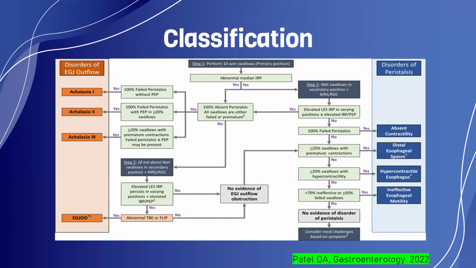Then we will categorize the disorders into achalasia type 1, 2, and 3, which we will deal with later. And finally, if they are not categorized into any of the achalasia types, then it confirms that the patient has esophagogastric junction outflow obstruction.